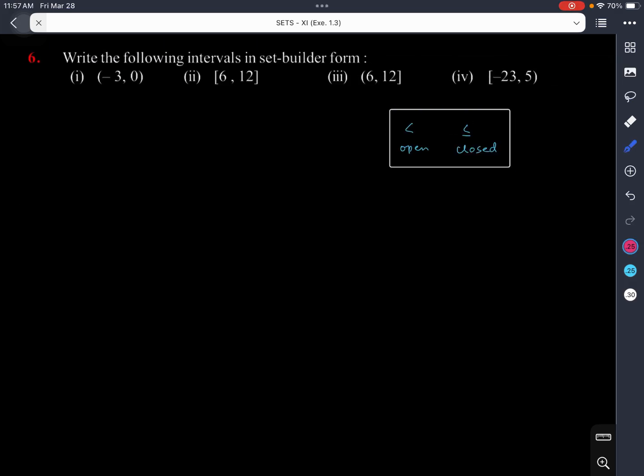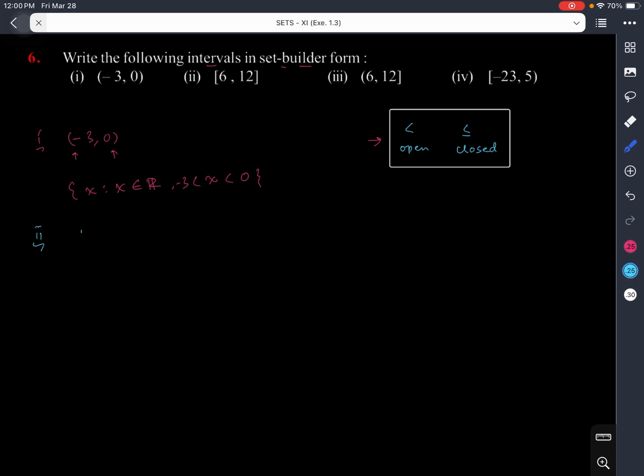Question number 6. Write the following intervals in set builder form. So this question is somewhat opposite of the previous question. So part number first is (-3, 0). This interval is open from both the sides. As stated earlier, for open interval we use this symbol, and for closed interval we use this one. So let us represent this very interval in set builder form. So here we'll be having x such that x is a member of real numbers, where x is greater than negative 3 but less than 0.